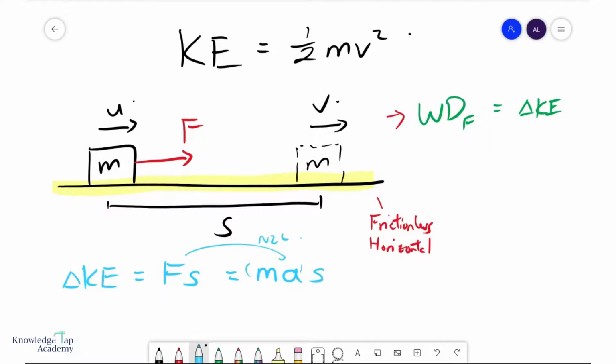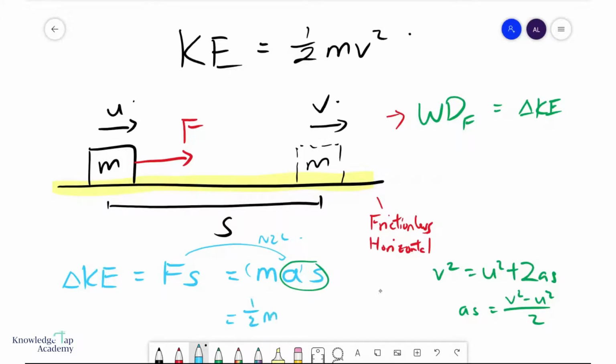But also, again, since the force is assumed to be constant, then this acceleration is constant. The mass is moving in a straight line, so we can use the equations of rectilinear motion. And so remember that v squared equals u squared plus 2as. And so I can replace as over here with (v squared minus u squared) over 2. And so what do we get? We get half m (v squared minus u squared). And there you go. That is the expression for the change in kinetic energy.